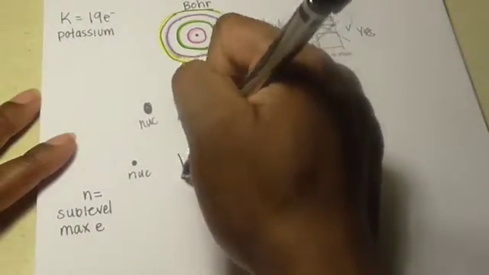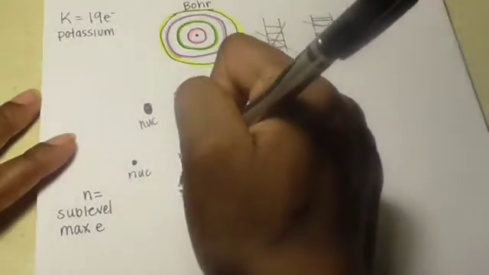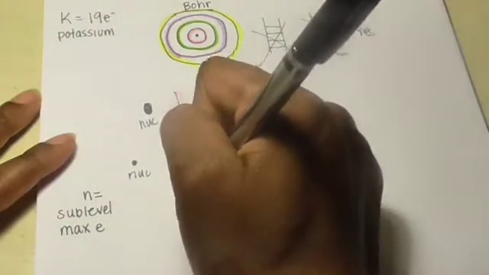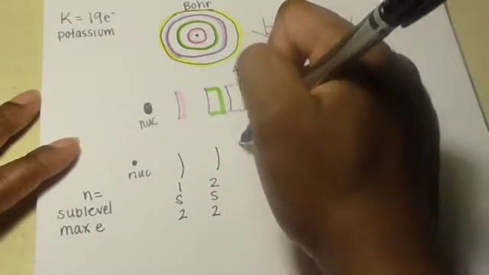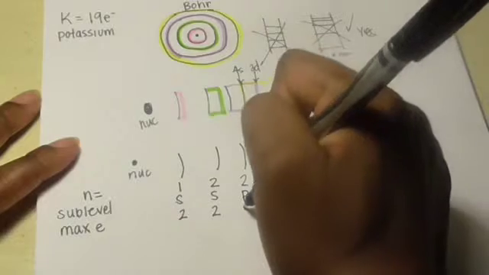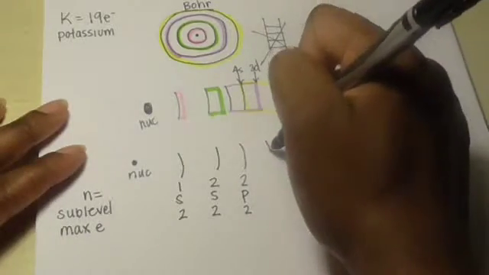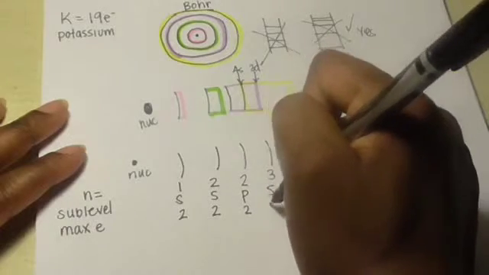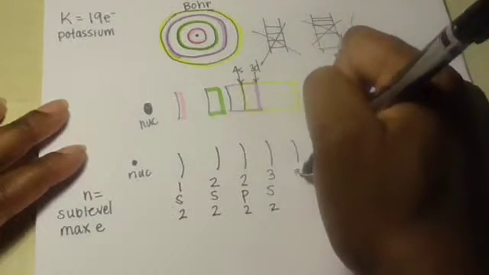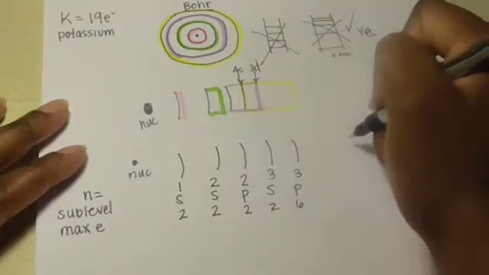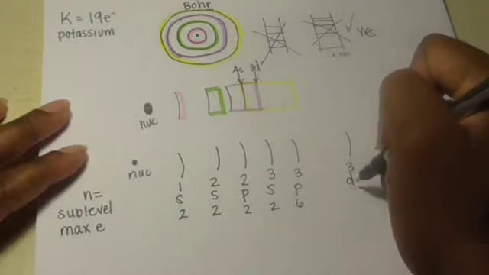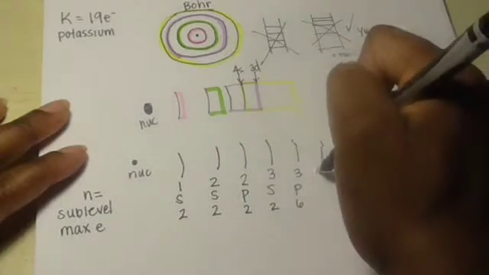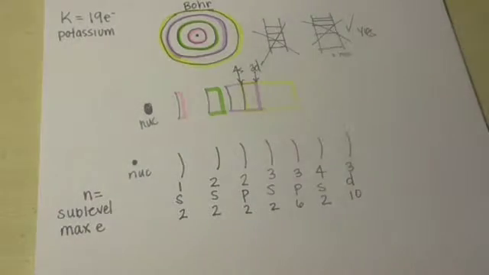We've discussed that you're going to fill that one ring first. The first ring has a 1s2. The second ring has two parts, a 2s2 and a 2p6. The third ring has three parts. It has a 3s2, then a 3p6, and then it has a 3d. The 3d is a little bit further away, and in between there we have the 4s2.